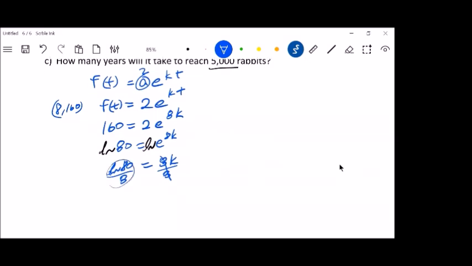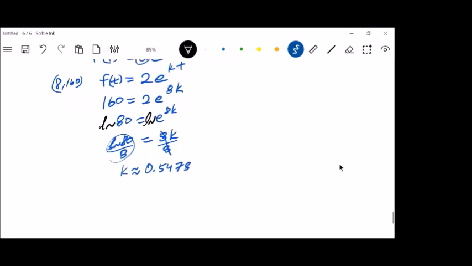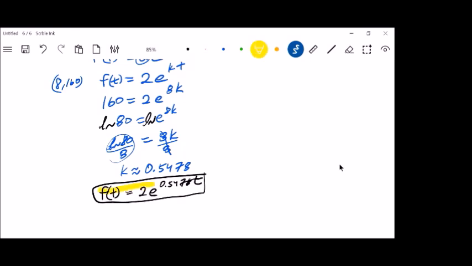So when you put this in the calculator, you get the k is approximately 0.5478. So the equation is that the function for time is equal to 2e^(0.5478t). And all we have to know is the amount of time, and we can find out, excuse me, how many rabbits that there will be.